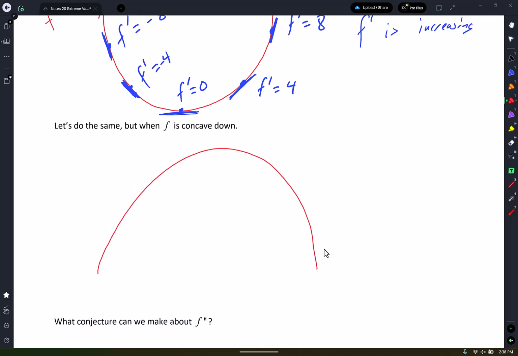I'm drawing a strictly concave down graph. I'm going to call this f. You already know what I'm doing. Boom. F prime is 8. F prime is 4. I just like those numbers a lot. F prime is 0. F prime is -4. F prime is -8.